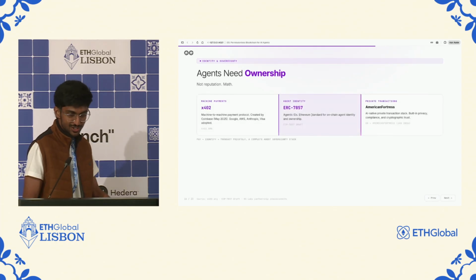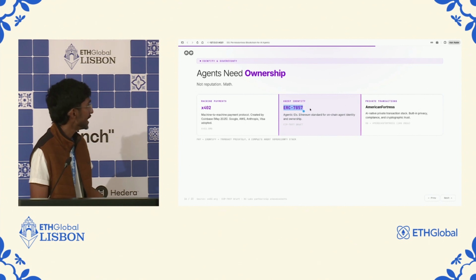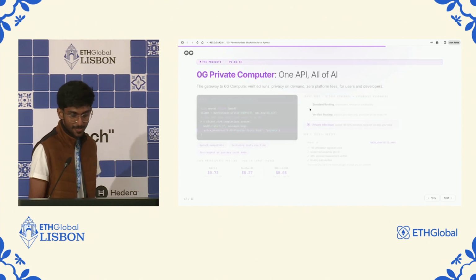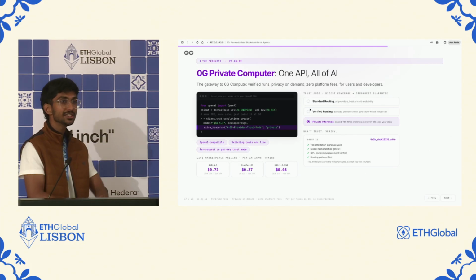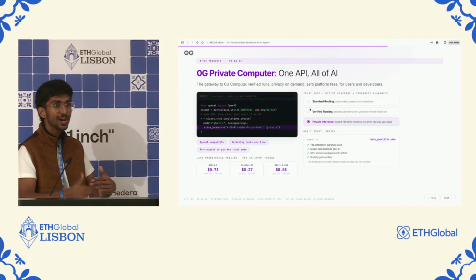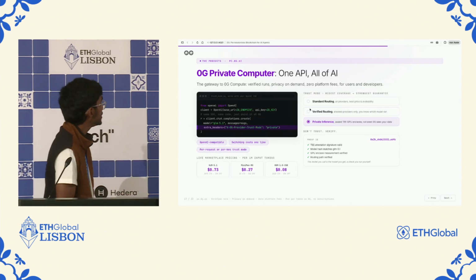So yes, agents need ownership. This is the ERC standard, called 7857, which is the agentic ID that I mentioned. So what are the products that you can use on top of 0G? We had the stack so far, and you would have to hard code everything. But to make things easier, we have built a project.